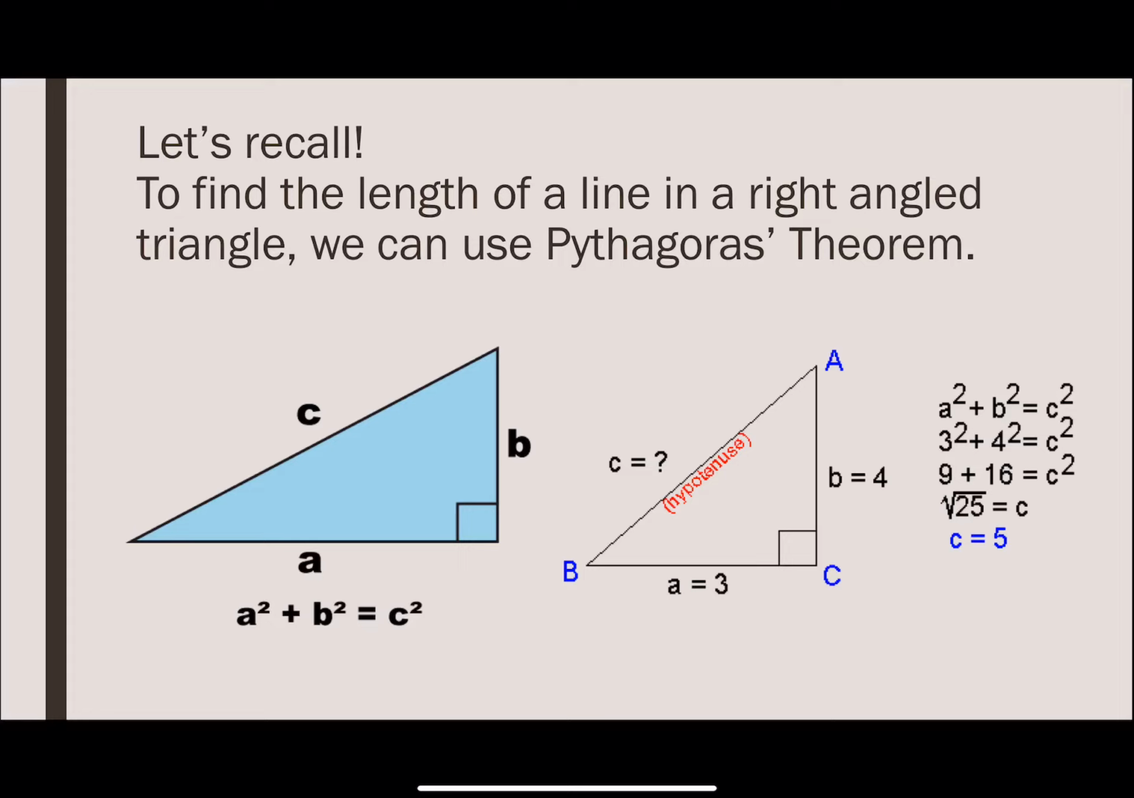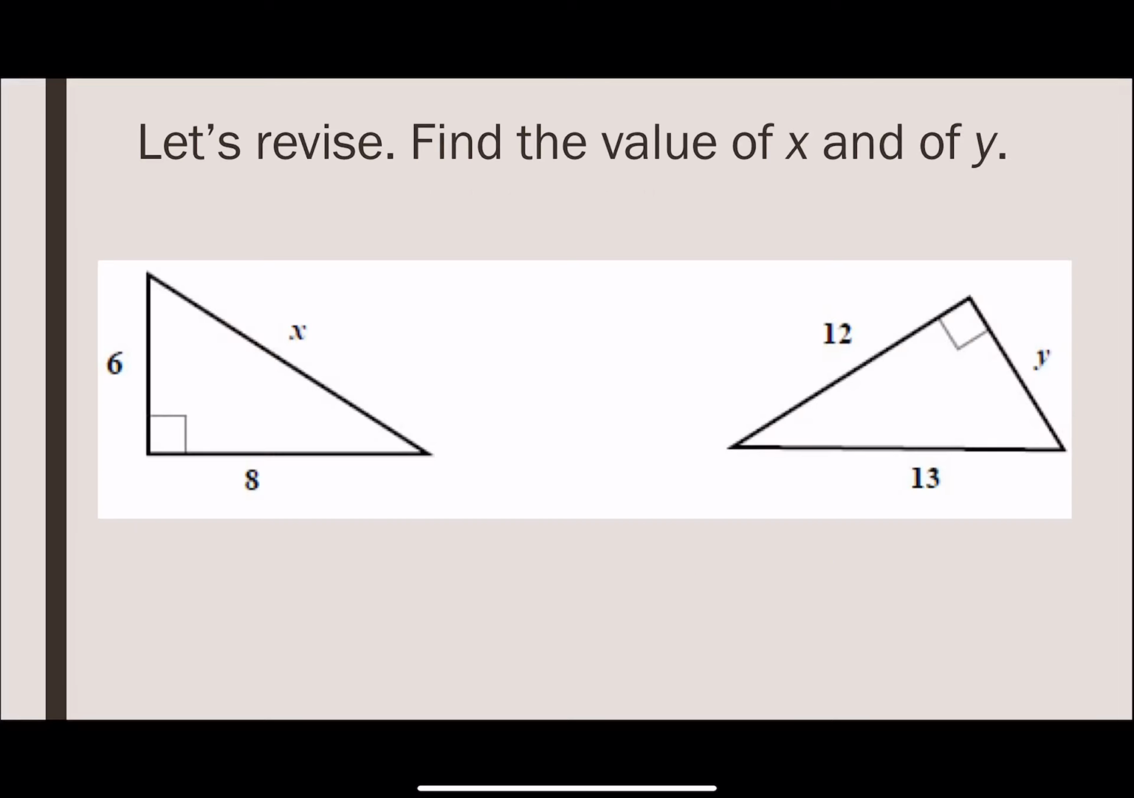Like for instance, if a is 3 and b is 4, we can replace it in. 3 squared plus 4 squared will give us 9 plus 16, and that will add up to 25. But that is for c squared. To find c, we have to take the square root of 25, and therefore our value of c is 5. This 5 means that the hypotenuse length is actually 5 units.